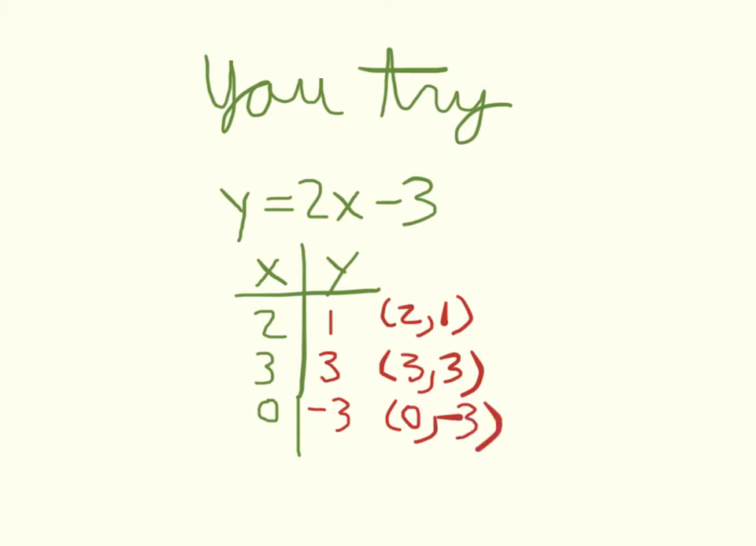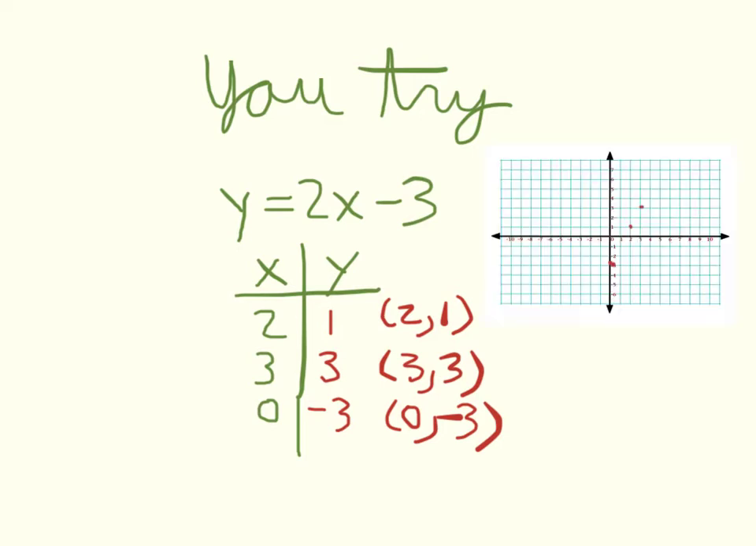Go ahead and plot those on your coordinate plane, and remember to connect them with a line and to label that line. Your graph should look something like this, and then we'll draw a line through that there. Remember to extend that line, and ideally you labeled it. Hopefully you used a ruler. That's the equation y equals 2x minus 3.